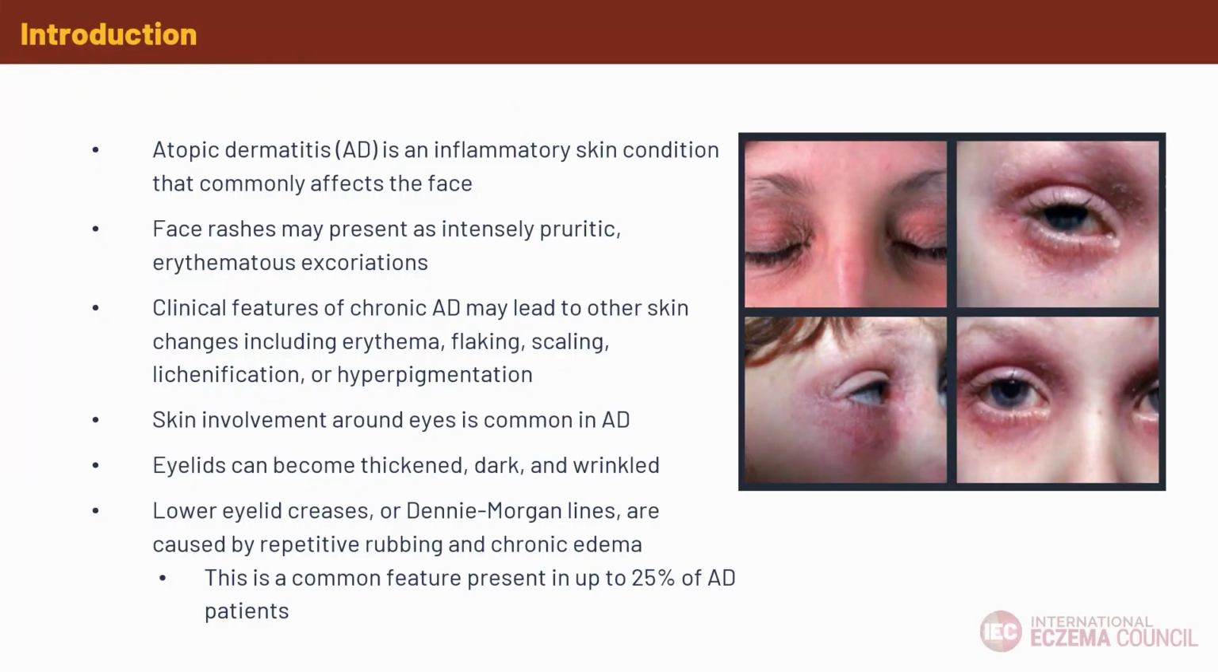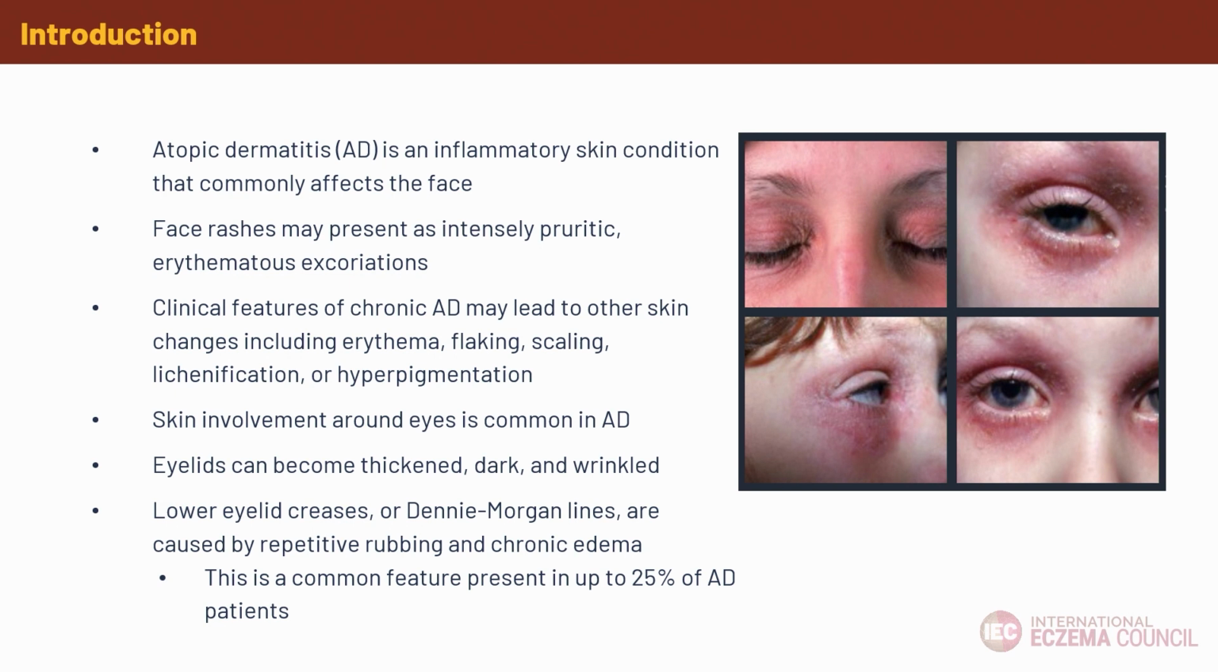Alrighty, so as we know, atopic dermatitis is an inflammatory skin condition with a chronic relapsing nature that commonly affects the face. Face rashes may present as extremely pruritic, erythematous excoriations. However, additional clinical features of chronic atopic dermatitis may lead to other skin changes, including erythema, flaking, scaling, lichenification, or hyperpigmentation. Additionally, skin involvement around the eyes is very common in our eczema patients.